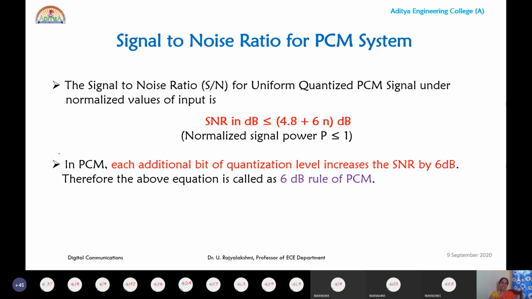So that's why this above equation is generally called the 6 dB rule of PCM. The SNR equation of PCM in decibels is generally called the 6 dB rule of PCM, because each additional bit of quantization level increases the SNR by 6 decibels. Okay, this is about the SNR of PCM.